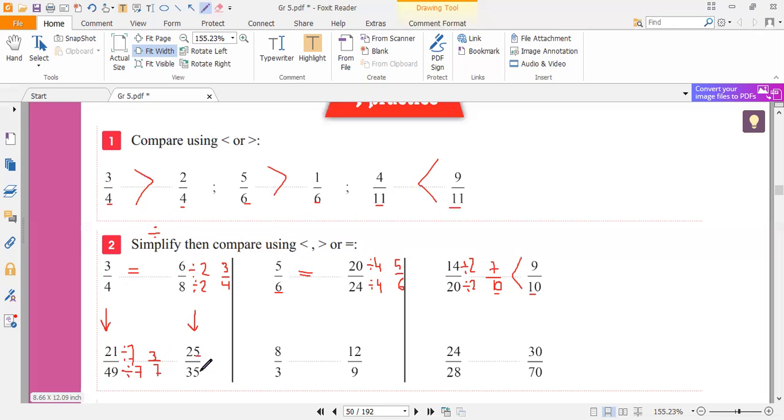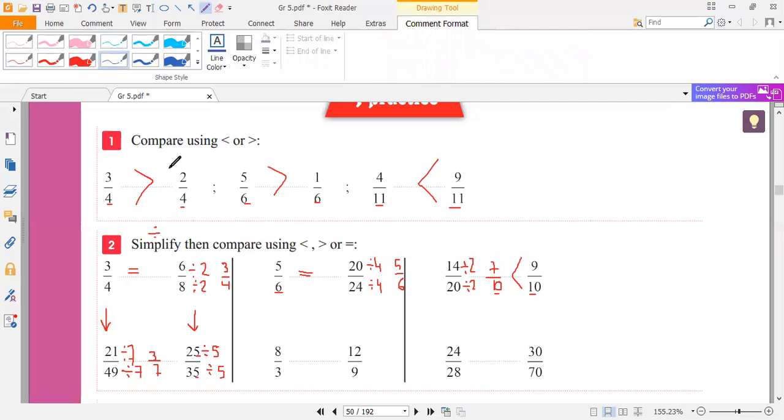Now here I have 25 and 35, and directly they are divisible by 5. So here 25 divided by 5 and here 35 divided by 5. So here the answer is, I'm gonna choose another color for the pen. What number times 5 equals 25? It's 5. And what number times 5 equals 35? 7. Now look at this. I have the same denominator, so the greater one is the one with the greater numerator. So 5 sevenths is greater than 3 sevenths.